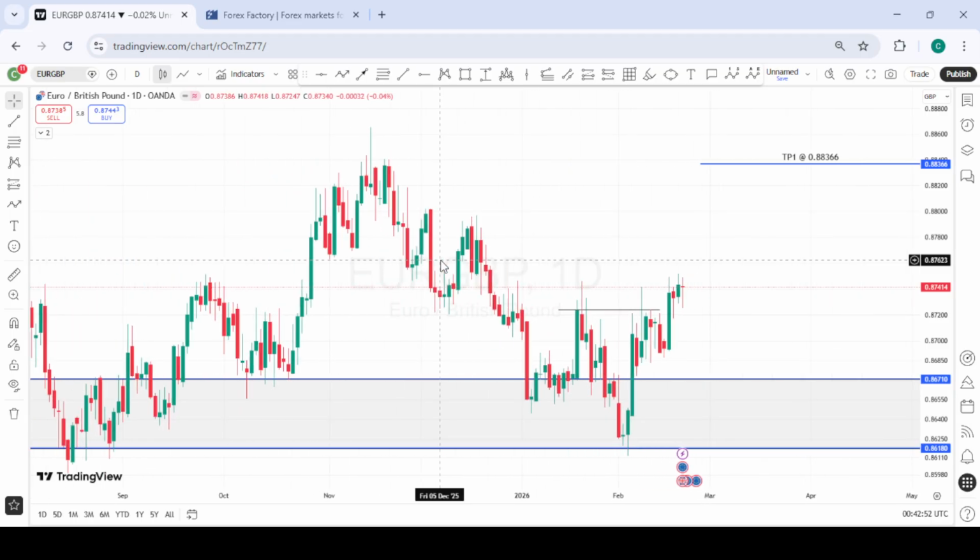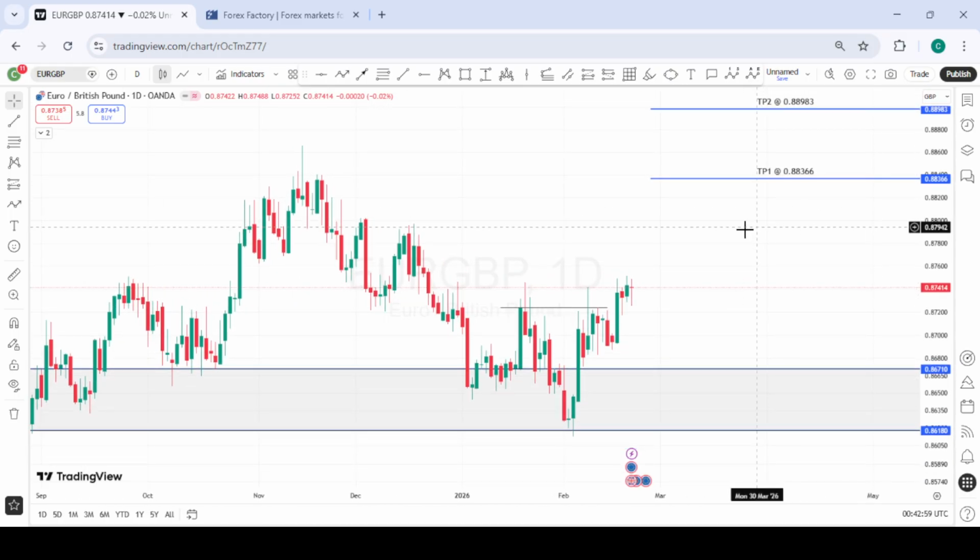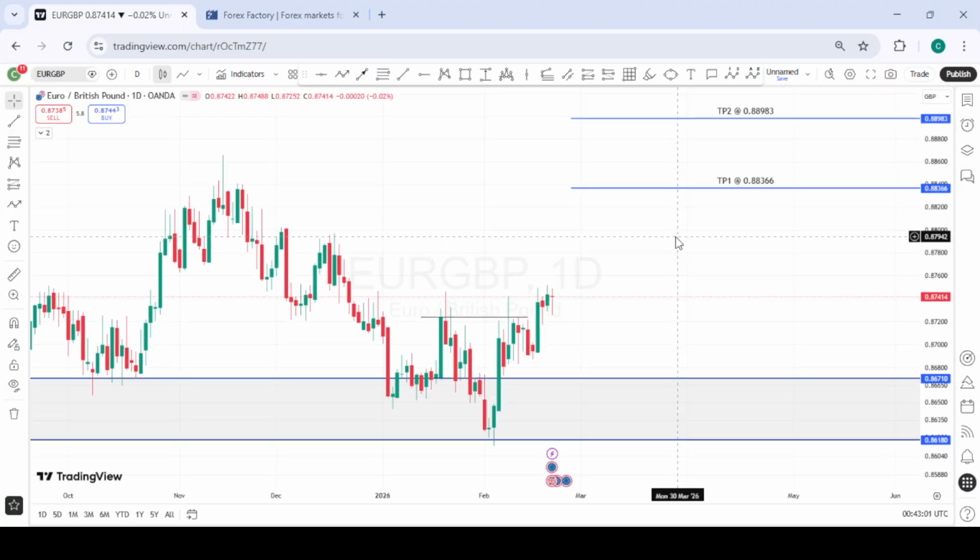We also have here EURGBP, which is shaping up nicely. So going into next week, we currently have a possible harmonic pattern developing.